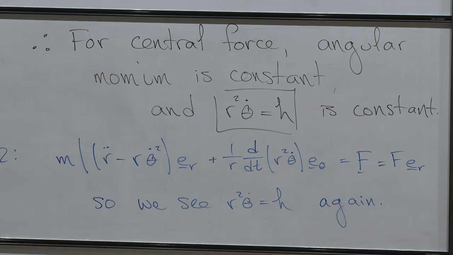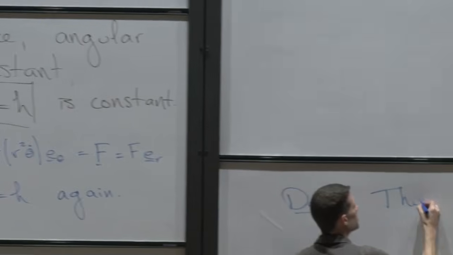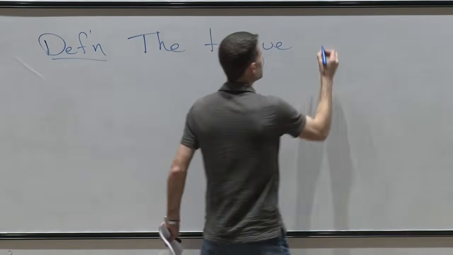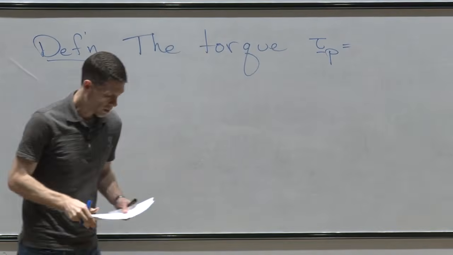We will have, as I say, lots to do with that boxed equation, but I want to talk about torque first. Definition. We'll use the symbol tau for torque.